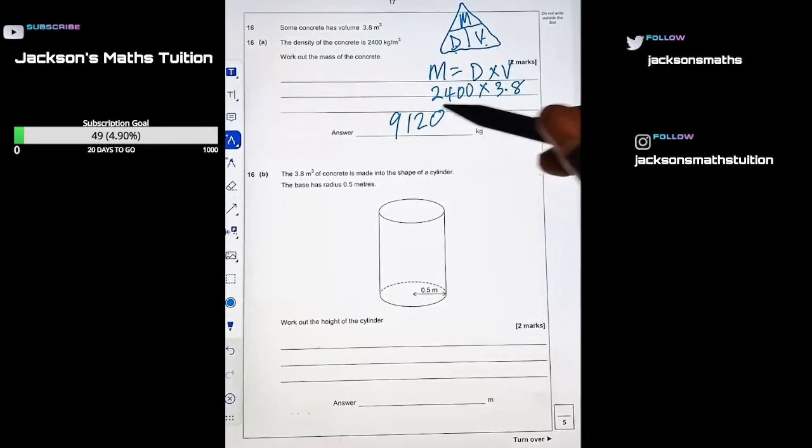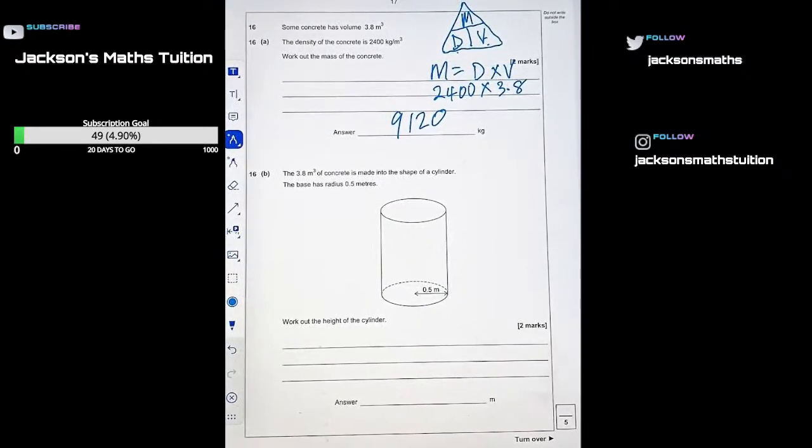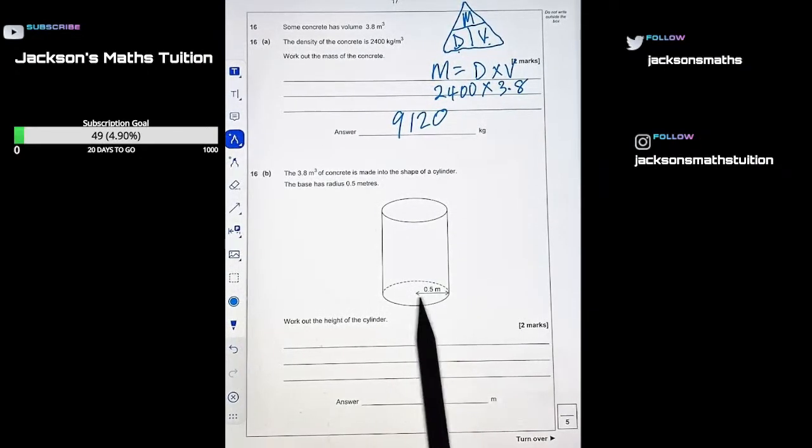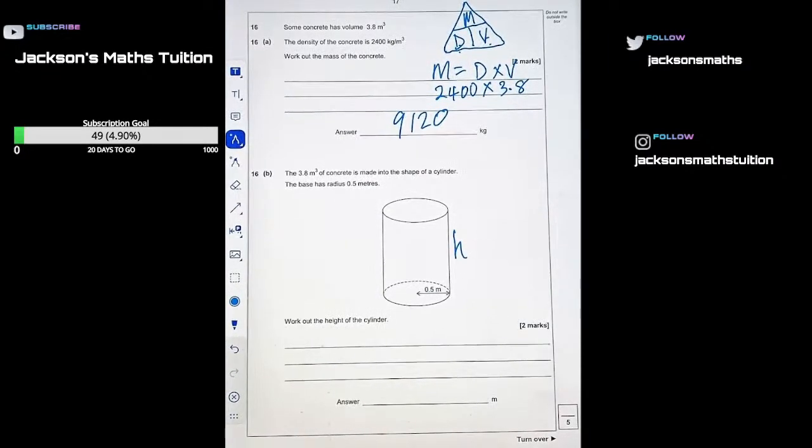9,120 grams. And that's an easy 2 marks, guys. Easy 2 marks. Part B says the 3.8 meters cubed of concrete is made into the shape of a cylinder. The base has a radius of 0.5. We need to work out the height. So we don't know what the height of the cylinder is. So for part B, we're going to use what we got from part A up here to help us.